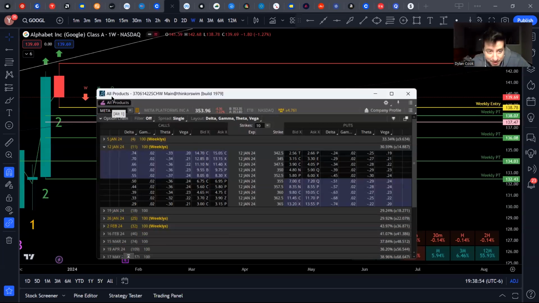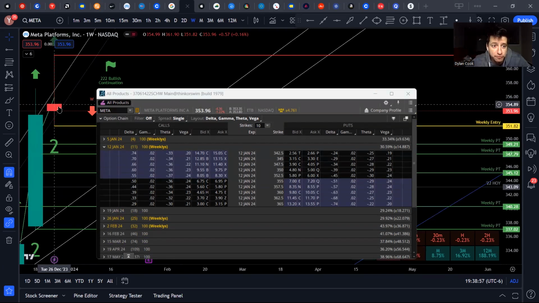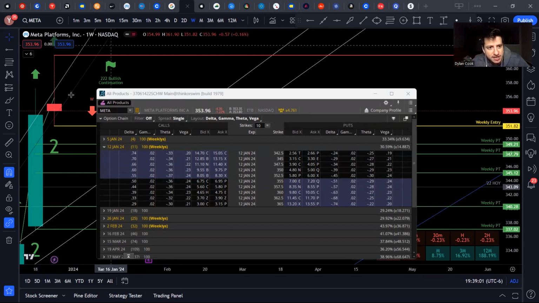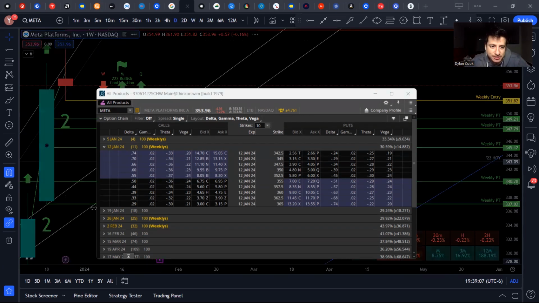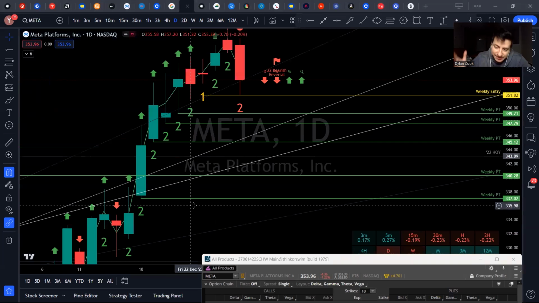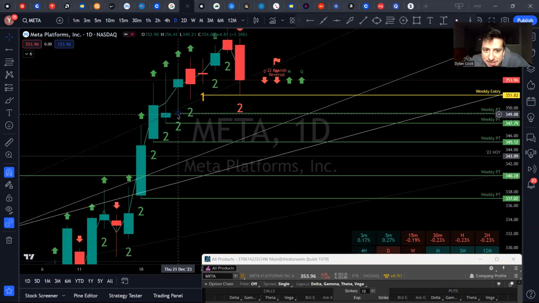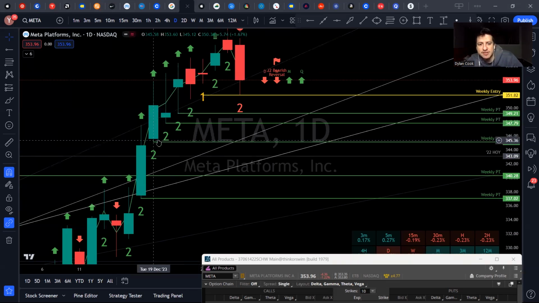All right, and Meta. Now, Meta, a beautiful fail too. Broke, rejected, staying underneath these trends or broadening formations, whatever you want to call it. Entry, final PT. We're going to zoom in to the daily to see another classic case of the steps here, here, and here. Obviously, if we're in calls, this is where we're going to have some stop losses.